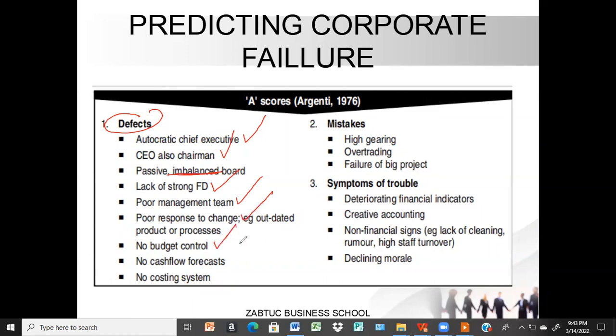No budget control. No cash flow forecast. No costing systems. High gearing. Overtrading. Failure of big projects.